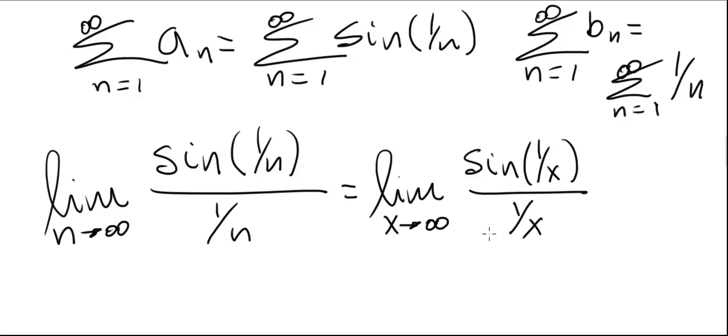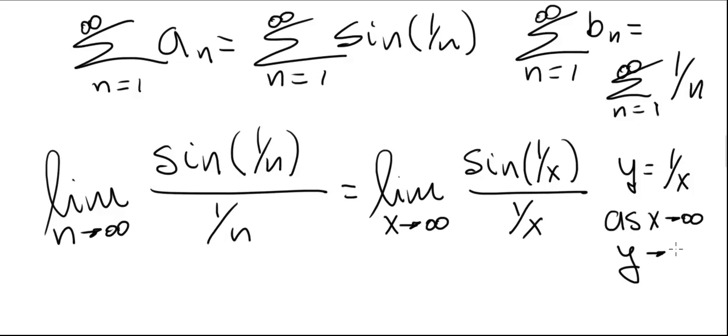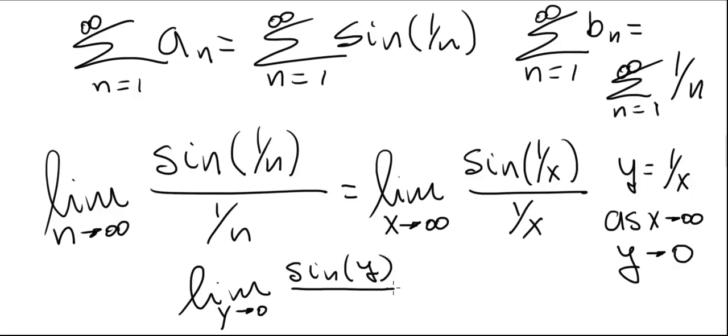And to evaluate this limit, we can do one of two things. First, we can use substitution. Let y equal 1 over x. So note that as x goes to infinity, becomes larger and larger, y becomes smaller and smaller, and it approaches 0. So it actually approaches 0 from the right. So this limit becomes the limit as y goes to 0 of sine y divided by y. And I hope you remember this fact. This limit is equal to 1. This was derived in an earlier video from Calculus 1.